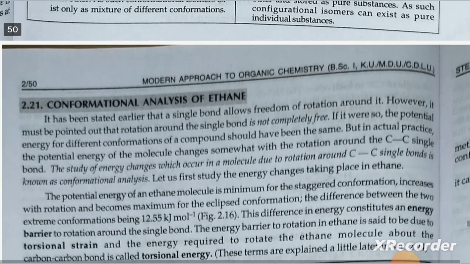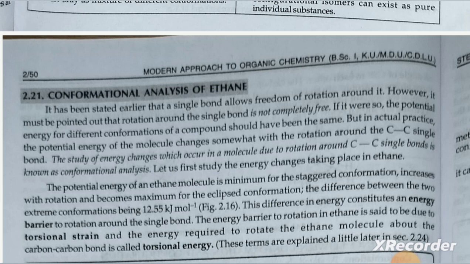Conformational analysis of ethane. It has been stated earlier that a single bond allows freedom of rotation around it. However, it must be pointed out that rotation around a single bond is not completely free. If it were so, the potential energy for different conformations of a compound would have been the same, but in actual practice, the potential energy of the molecule changes somewhat with the rotation around the carbon single bond. The study of energy changes which occur in the molecule due to rotation around a carbon single bond is known as conformational analysis. Let us first study the energy changes that take place in ethane.